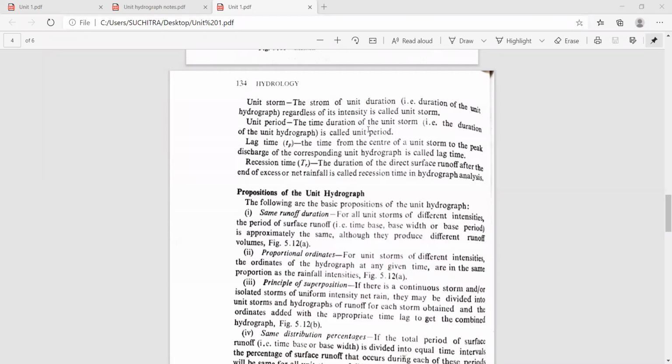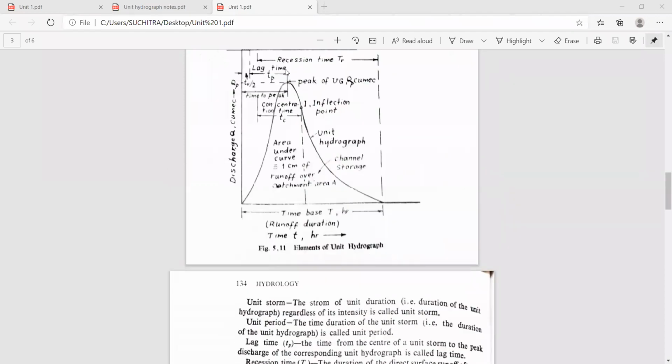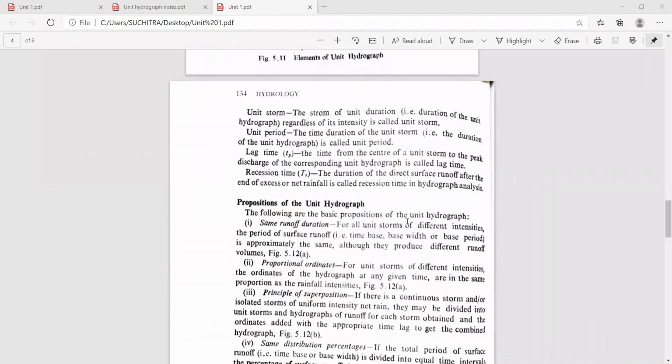Next, unit period: the time duration of the unit storm, that is the duration of the unit hydrograph, is called the unit period. And the lag time is the time from the center of the unit storm to the peak of the unit hydrograph, also called the basin lag time. And the recession time is the duration of the direct surface runoff after the end of the excess rain or net rainfall. Now you can see here, from the end of the net rain to the end of the surface runoff is called the recession time in unit hydrograph theory.